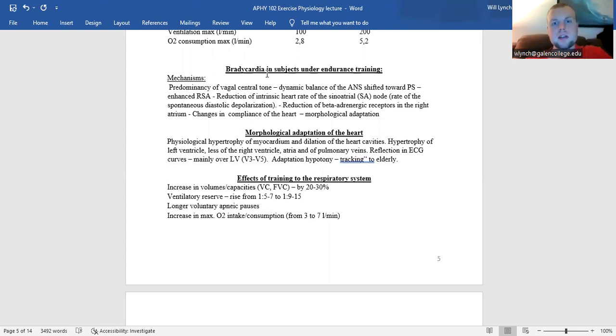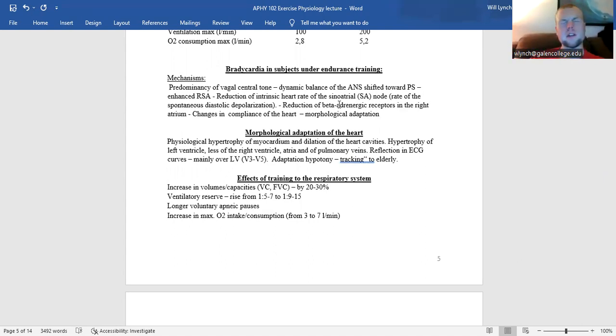The mechanism here is predominance of vagal tone. So this is going to be a dynamic shift of autonomic nervous system impulses towards the parasympathetic side. We see a reduction in the intrinsic heart rate of the sinoatrial node because of this, so our rate of spontaneous depolarization is going to be less. We see a reduction of beta adrenergic receptors in the right atrium, change in compliance, and morphological adaptations. Morphological adaptation is referring to the physical changes.